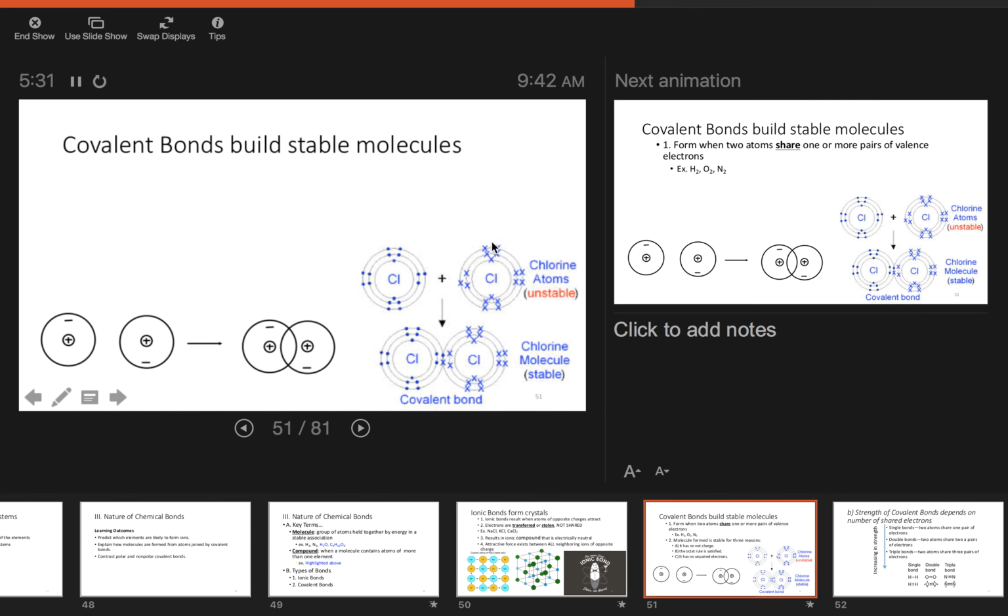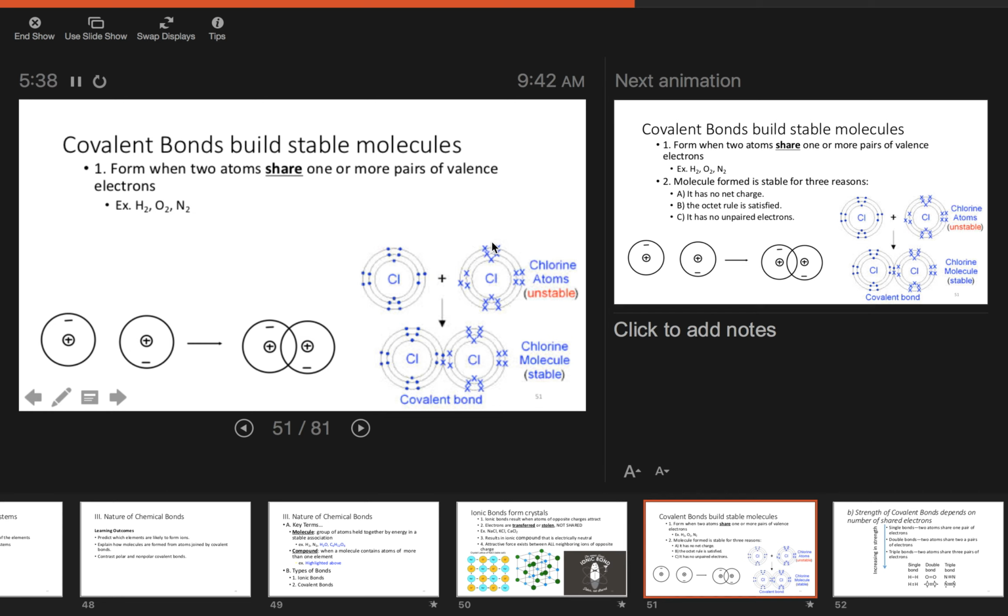All right, so covalent bonds: electrons are not going to be taken or transferred, they're going to be shared. And they can share one or more pairs of these valence electrons. Remember, electrons in the outermost energy shell are valence electrons. Some examples of covalent compounds, or molecules in this case, are H2O, O2, N2.